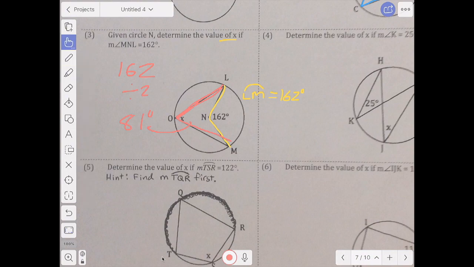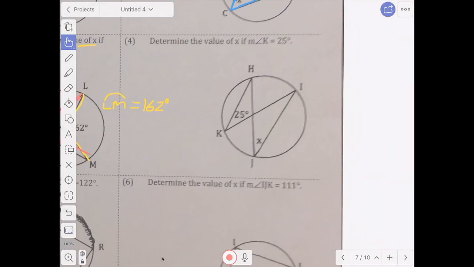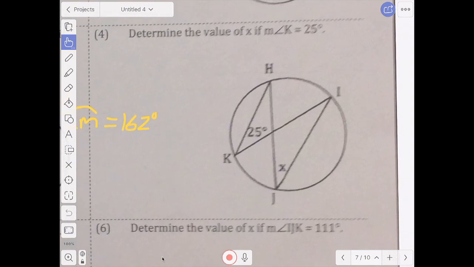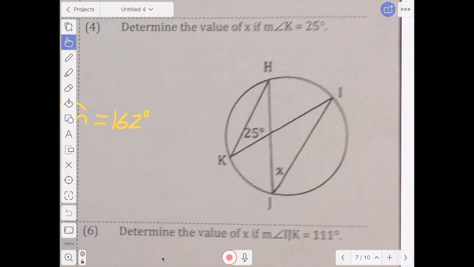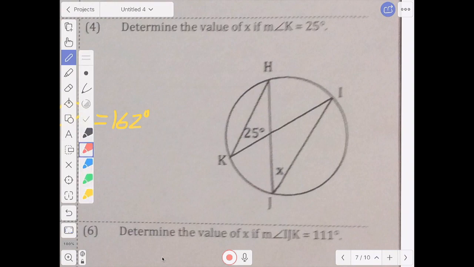Question number 4, maybe you're thinking, hey, this is easy. I think I got the hang of it. Question number 4 is actually a really cool one because it looks a little bit more complicated, but it's really just as simple as the other examples. They're telling me that angle K is worth 25 degrees. So let's do a vocabulary check. What type of angle is angle K? Is it an inscribed angle or a central angle?